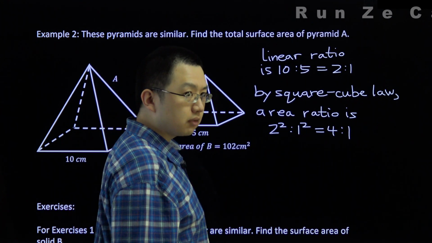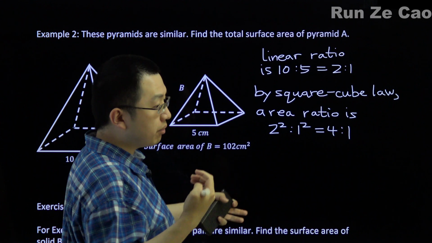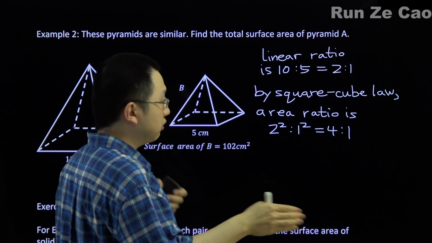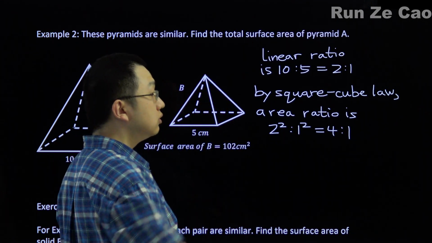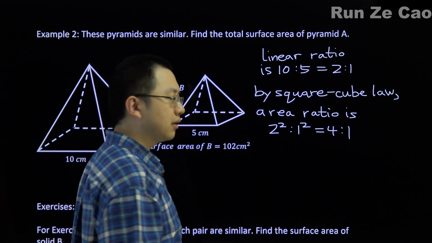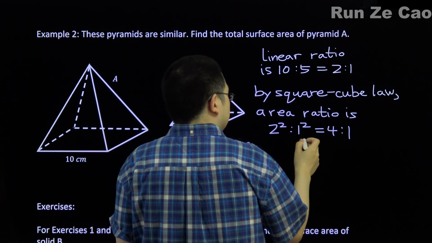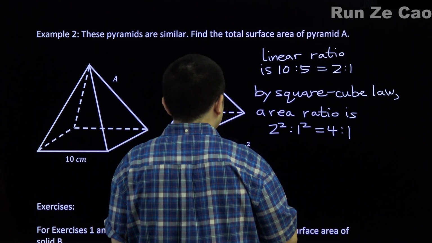And the volume? It's twice as wide, twice as long, and twice as deep, or twice as long, twice as wide, and twice as tall. You have a total of 8 times. So 2 cubed. So it's 4 to 1.